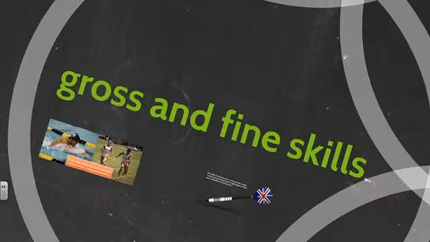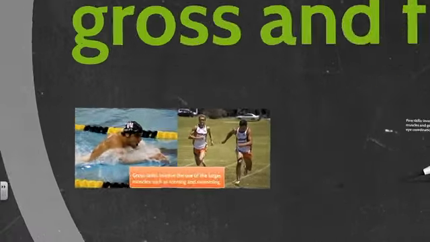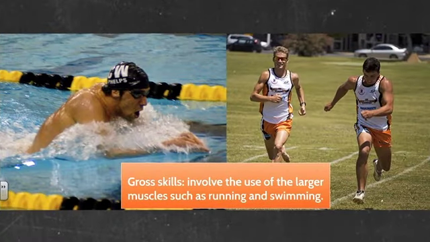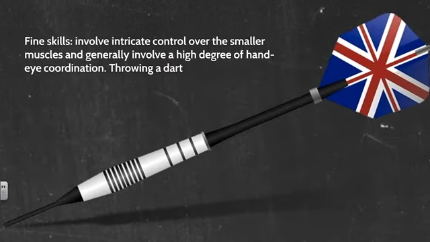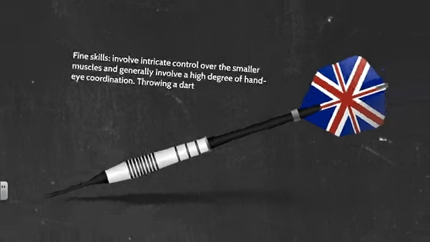The next category is gross and fine skills. Now, gross skills involve the use of the larger muscle groups, such as the arms and legs, which are used in running and swimming, while fine skills involve intricate control over the smaller muscles in the body and generally involve needing a high degree of hand-eye coordination. Throwing a dart is an example, and certainly the skill of speed stacking is an example of requiring fine skills.